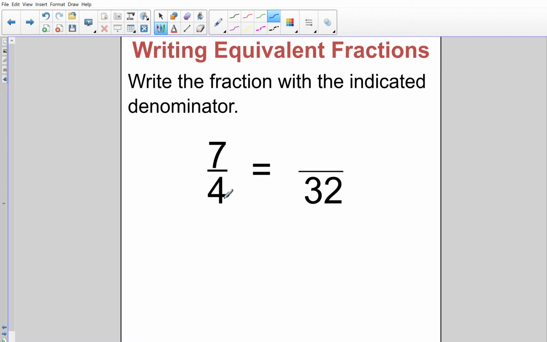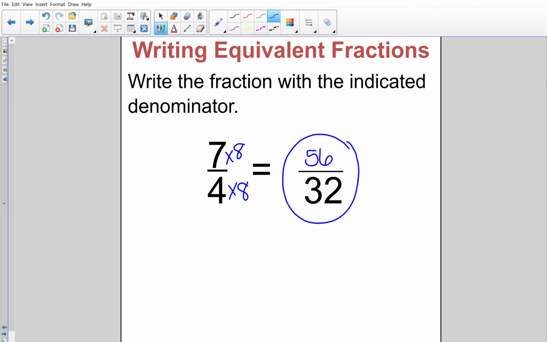So I look at my complete fraction, which is 7/4, and then I have an incomplete fraction. What they want me to do is take this complete fraction and change it into a new fraction containing this denominator. Because 4 is smaller than 32, I would need to multiply by 8 to get it to that number. Whatever I do on the bottom, I must do on the top. So 8 times 7 is 56.